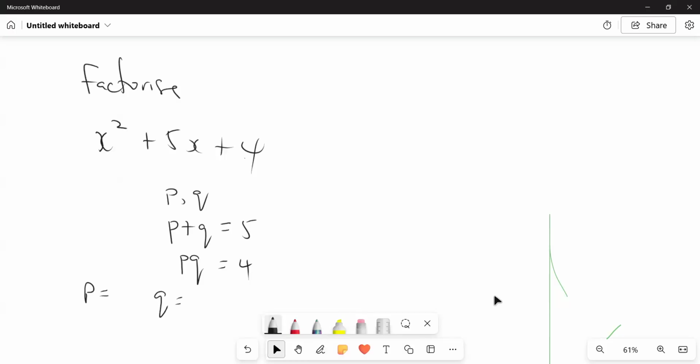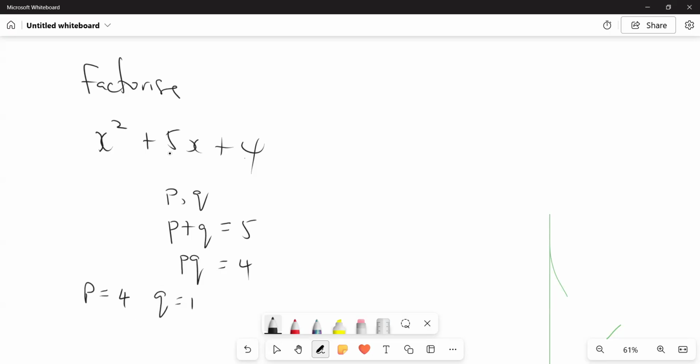Both could be 2? 2 and 2 would add to 5? 3 and 2? 3 and 2 would multiply to give you 4? No. 4 and 1. Yes. So you can say P is 4 and Q is 1. You can do it the other way around too.